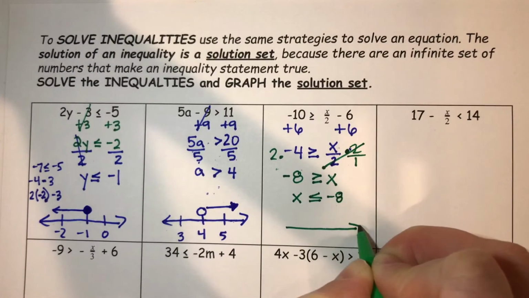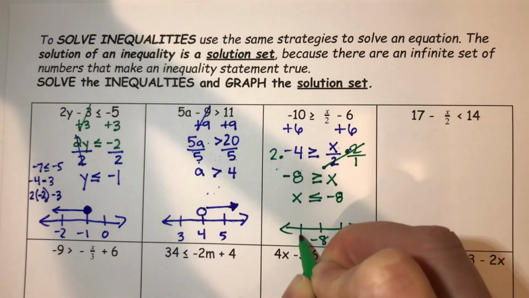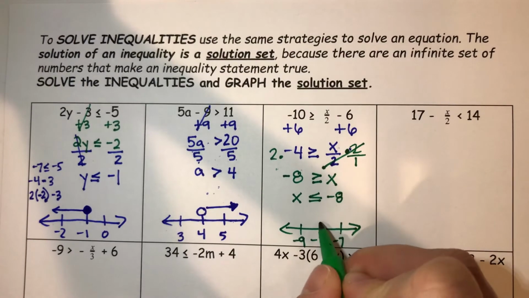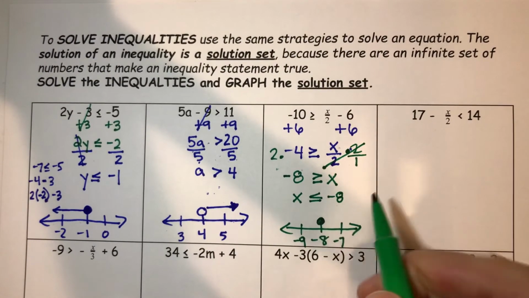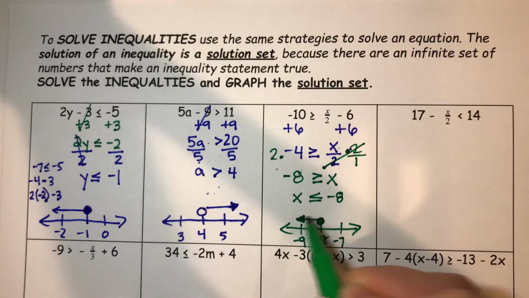So then I will draw a number line and graph it. It's equal to, so it's a closed-in circle, and it's less than or equal to, so it's going to the left.